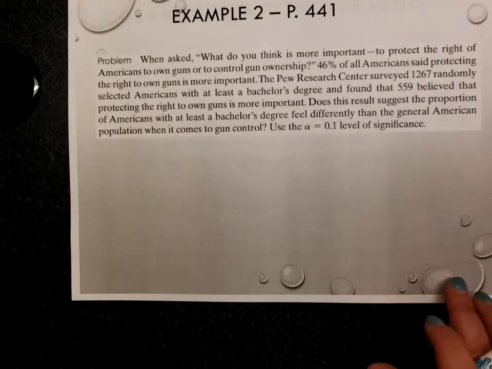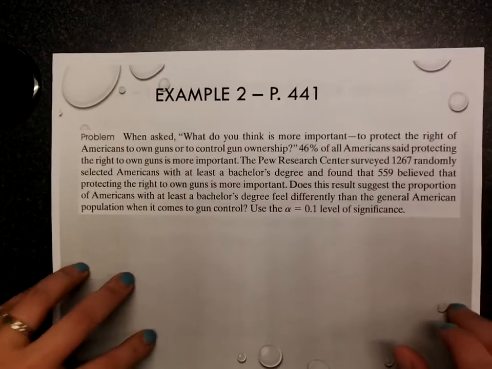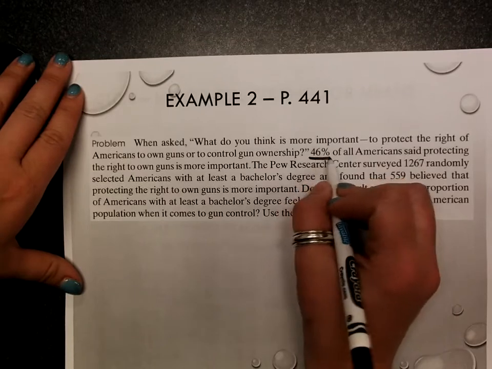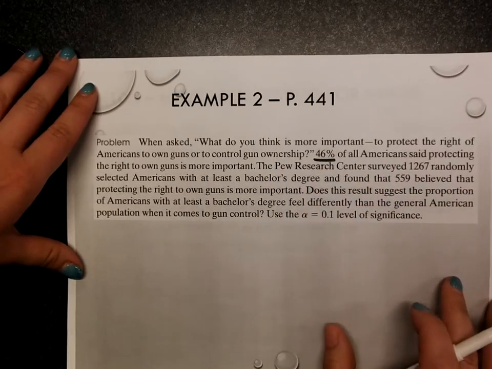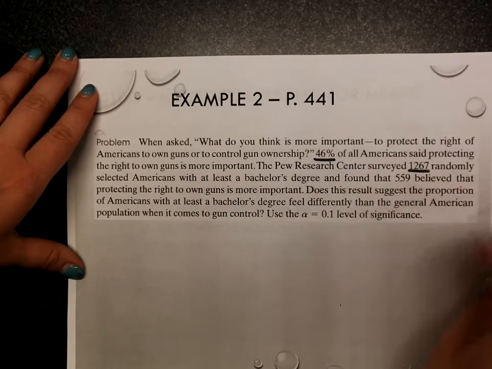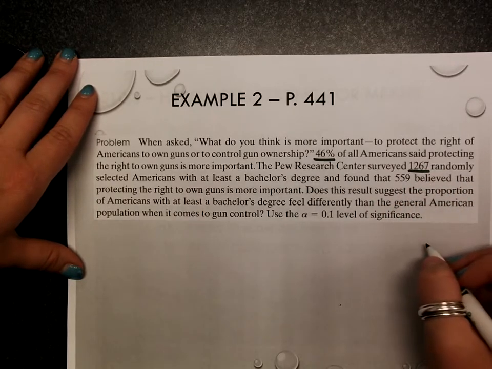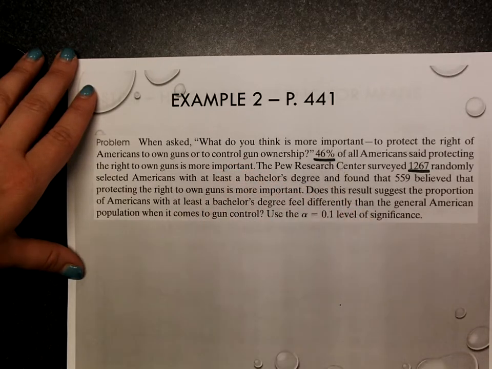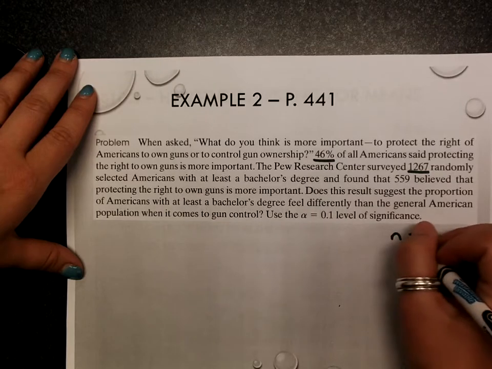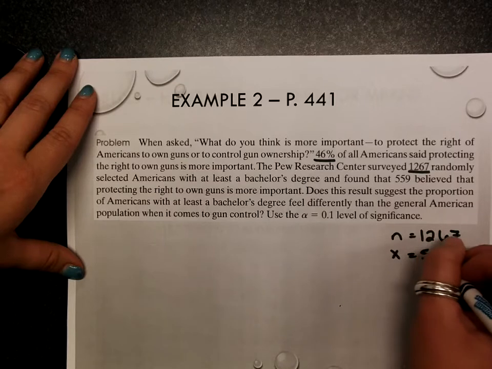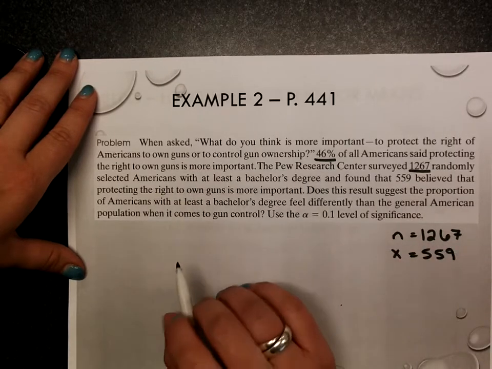All right, let's try that again. So example 2, I think this is a gun ownership example. It says that 46% of all Americans said protecting their right to own guns is more important. This research center surveyed 1,267 randomly selected Americans with at least a bachelor's degree, so they were focusing on people that have gone through college. So their sample size was 1,267. They found that 559 agreed with that statement.